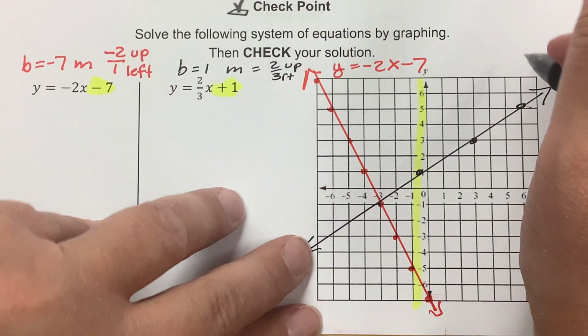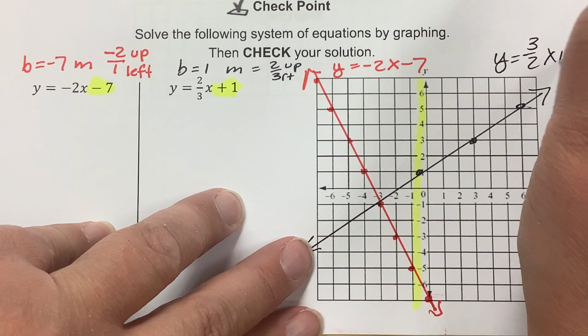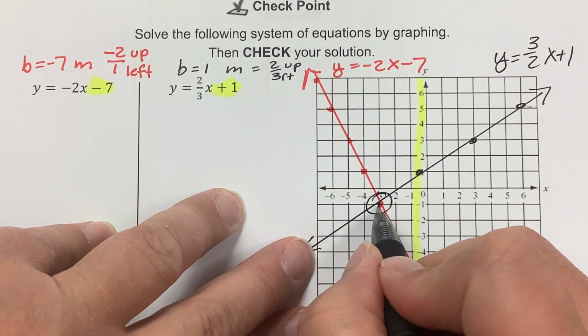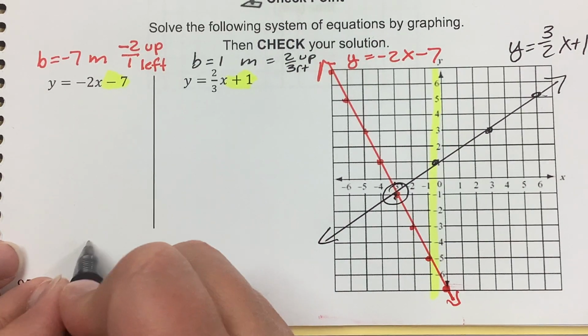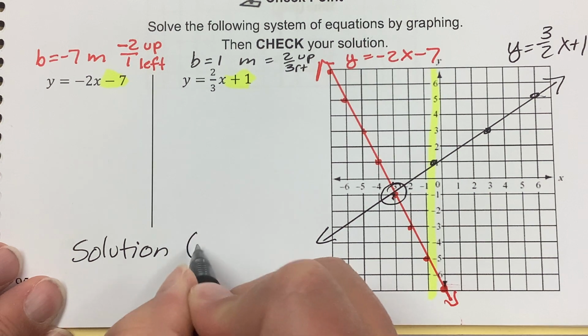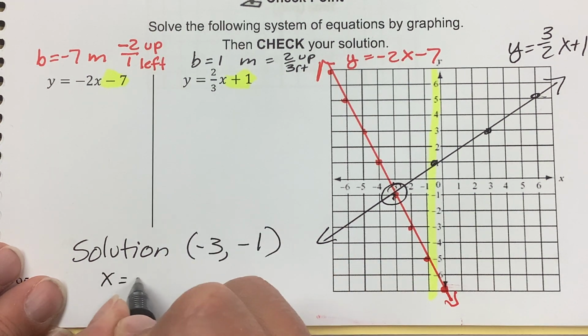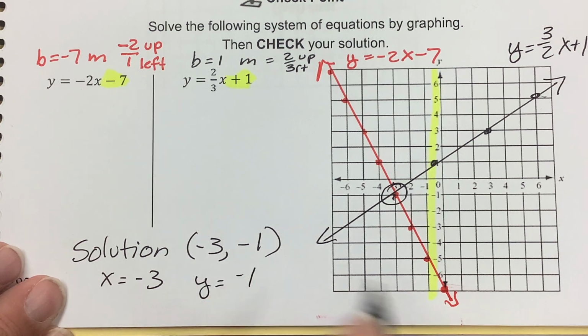So, don't forget to write your equation. Y equals 3 over 2x plus 1. And here's where they cross at -3, -1. So my solution is -3, -1. Where do I put that? I'll put it on the bottom. Solution, -3, -1, which means x is -3, y is -1.